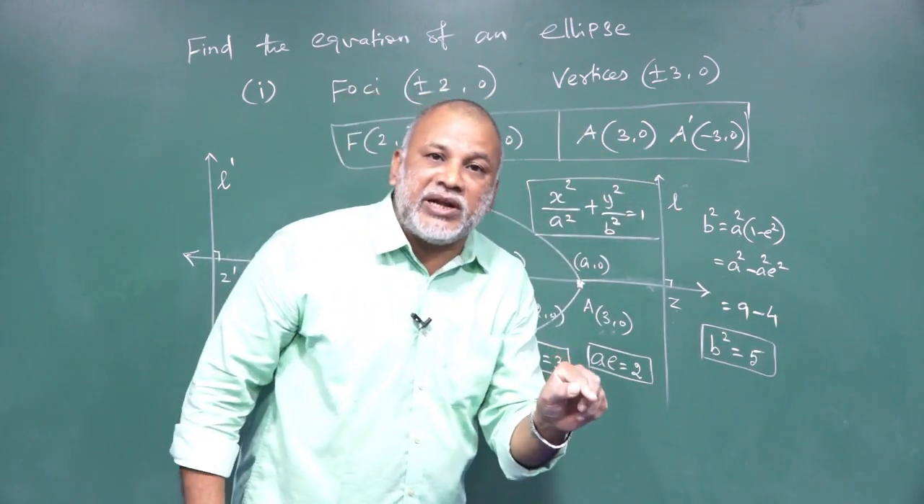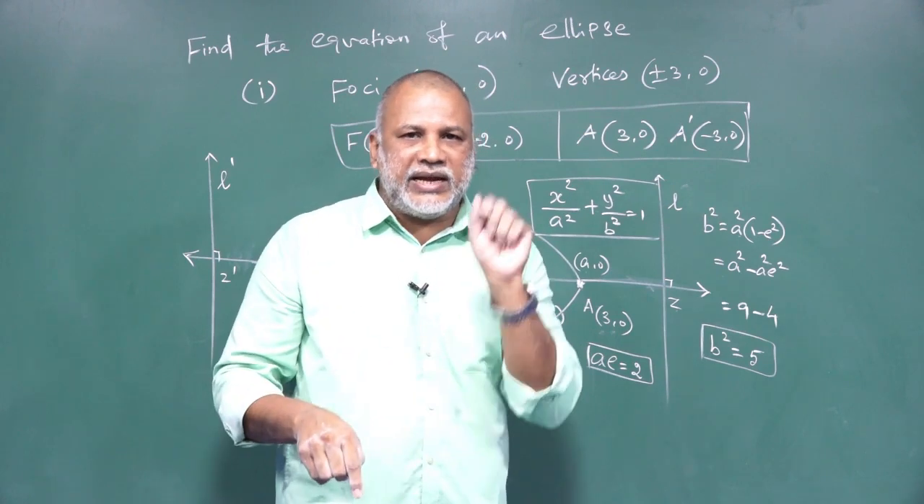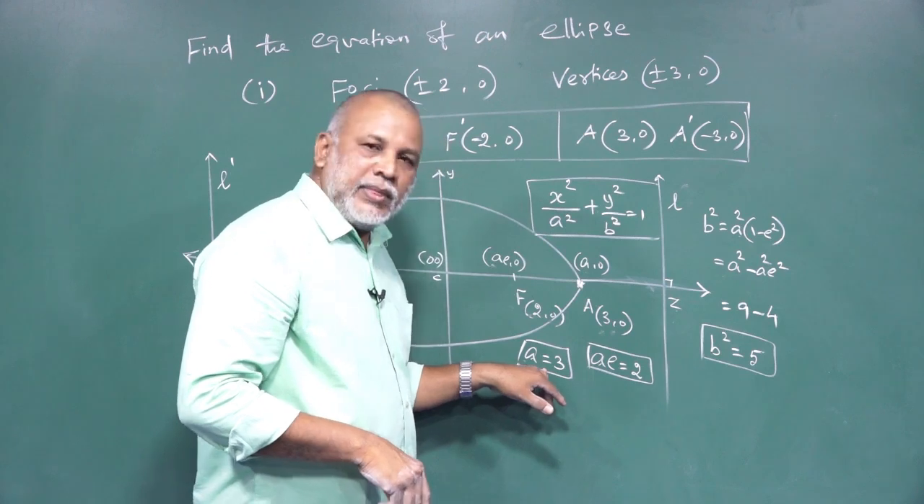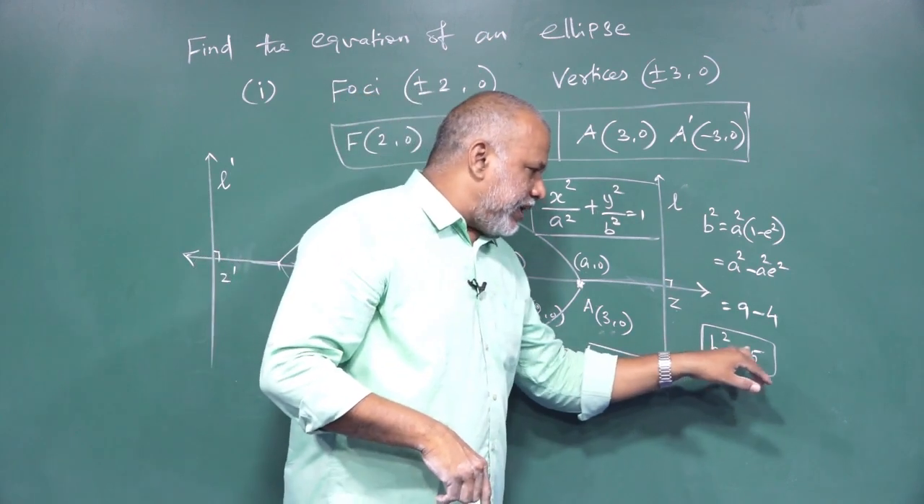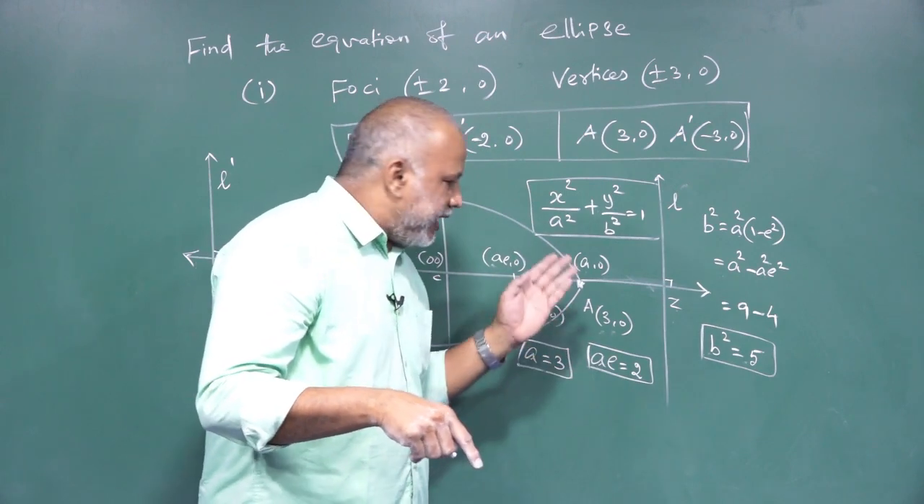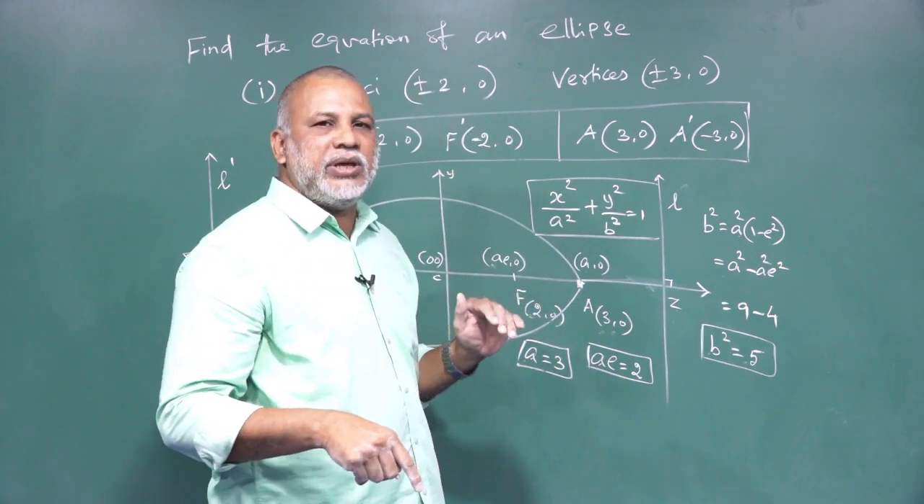Initially I explained that a is greater than b in the standard equation itself. See here a equal to 3, b squared equal to 5, so b equal to root 5 only. So it is lesser than a only. Therefore, always a greater than b.